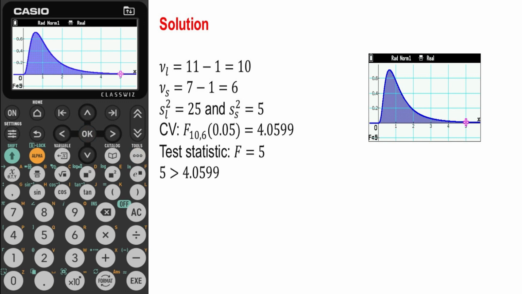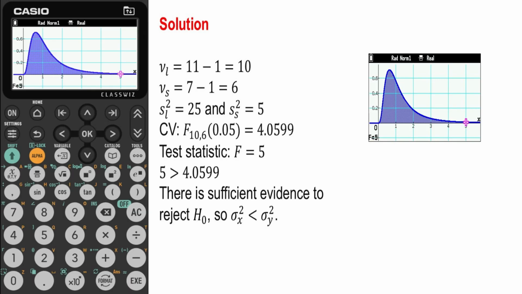And what we can do is compare this with the critical value of 4.0599. You see 5 is greater than 4.0599. Therefore, there is sufficient evidence to reject H0, so sigma x squared is less than sigma y squared.